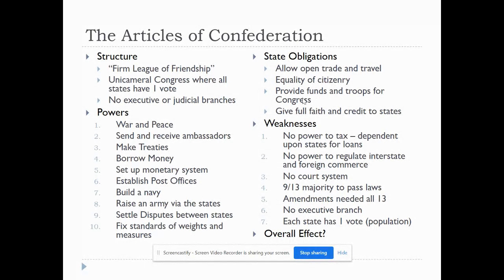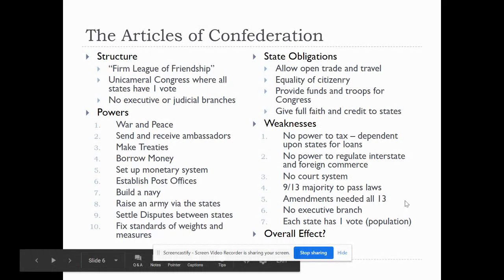They're going to provide funds and troops for Congress, which again becomes an issue because how much is the obligation? Do you have to provide everything that the Congress wants, or just a small little bit? And then you give full faith and credit to the states, which again, there's going to be some state rivalries that the Confederation Congress cannot settle.